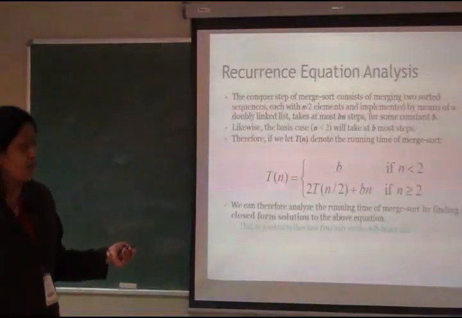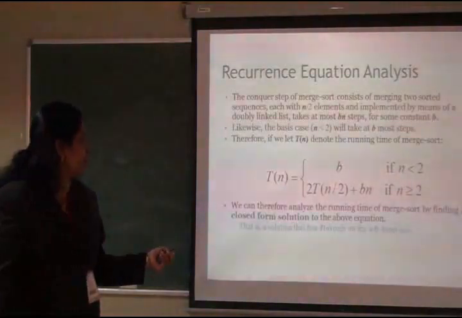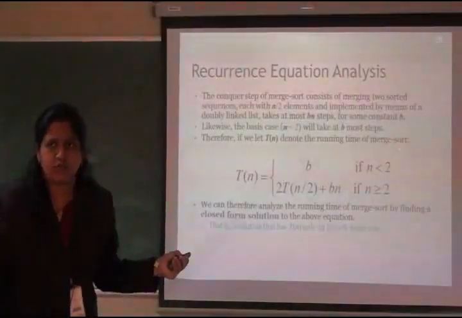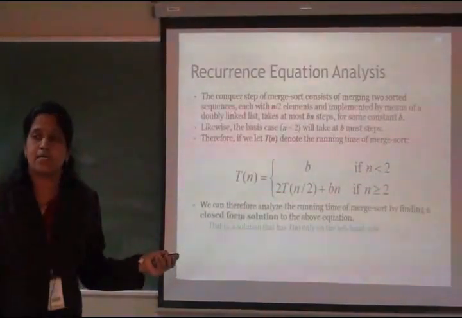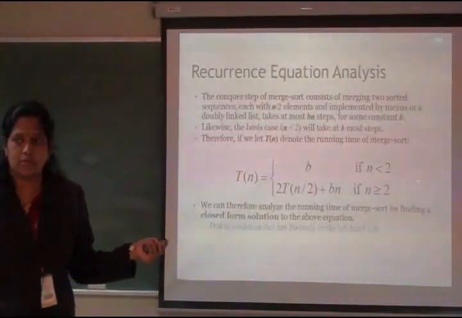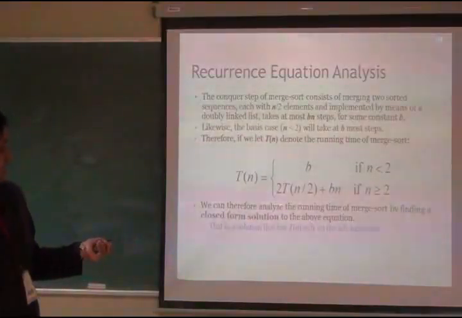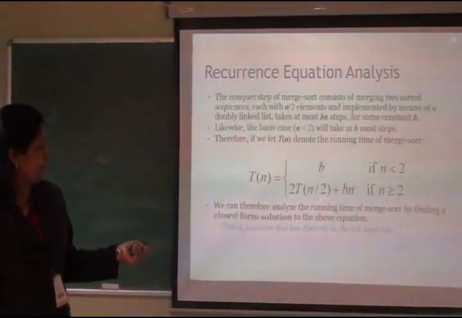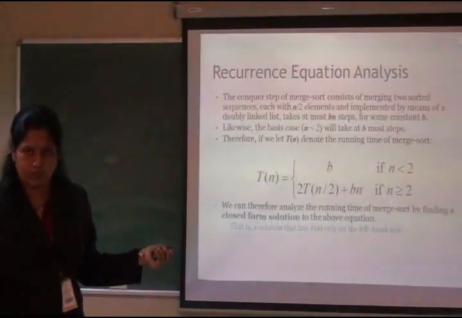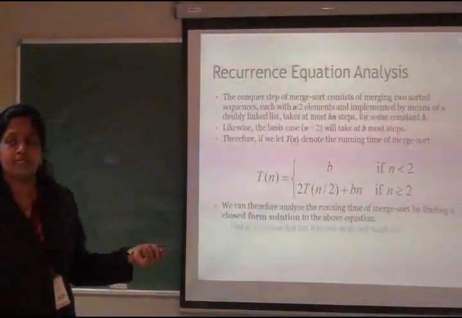So what is the formula? Time complexity. T of n is equal to b, where b is a constant, if n is less than or equal to 2, it may be 1. If n is less than or equal to 2 there is no comparison, you directly get the answer. Otherwise it uses 2T of n by 2. This 2 indicates the problem is divided into 2 sub problems, plus b of n if n is greater than 2.